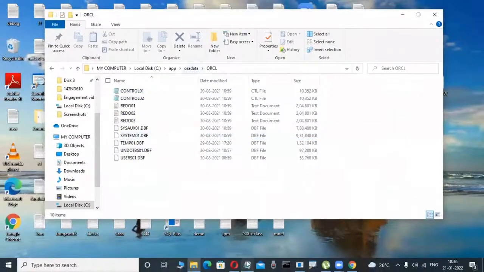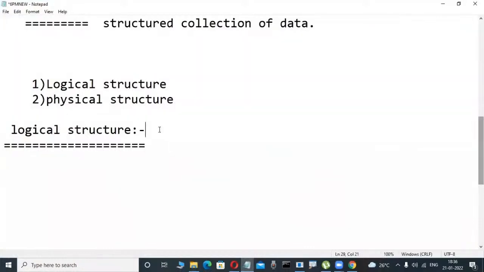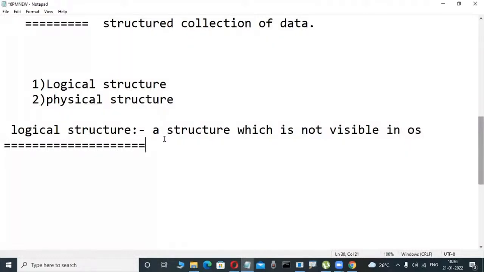That's why, what is a logical structure? Don't write it, a structure, a database structure, which is not visible in the operating system, in the OS, is called logical structure, the logical structure of the database.